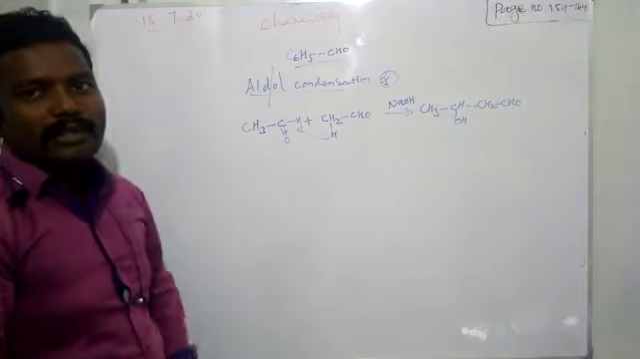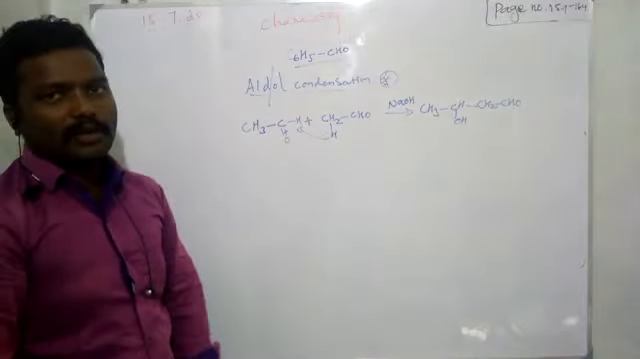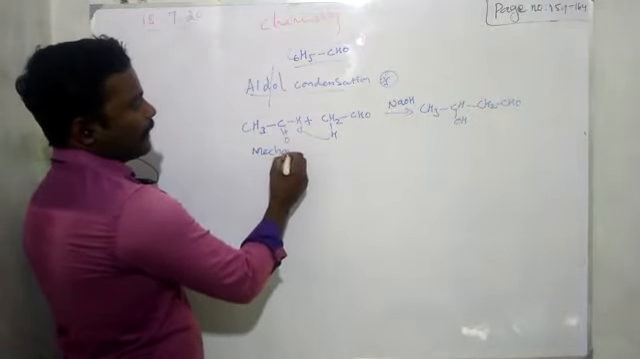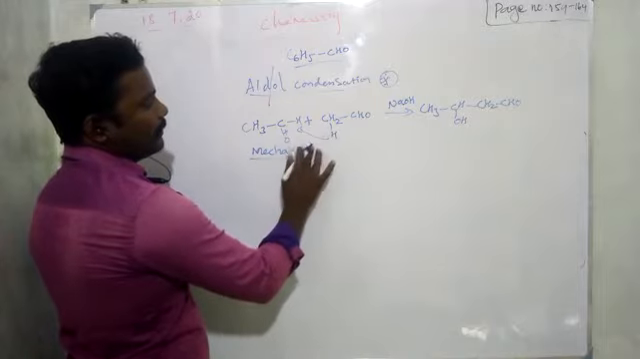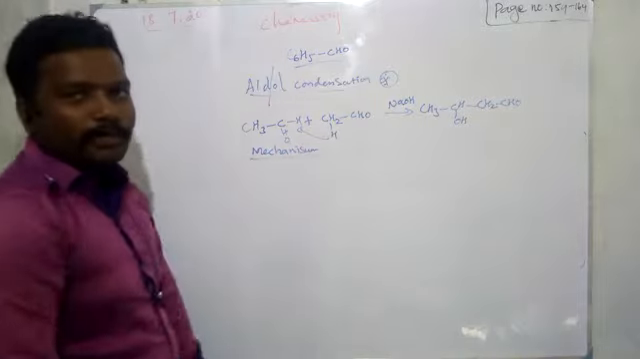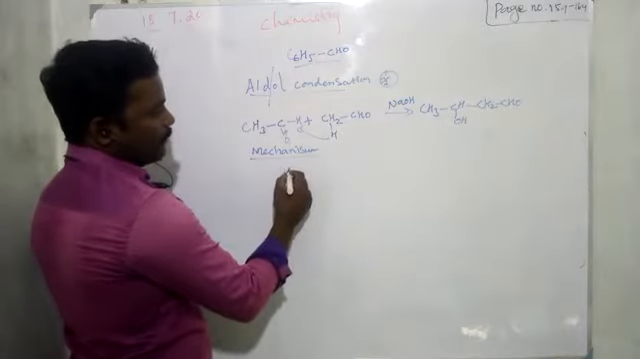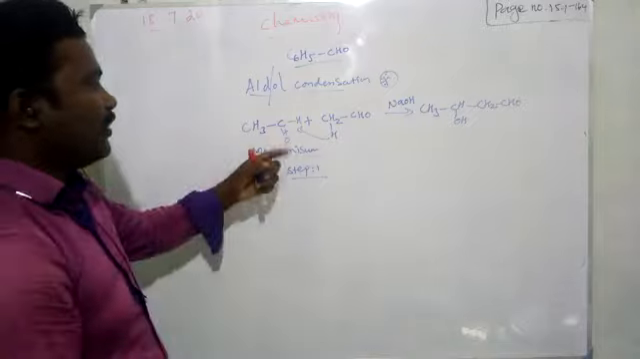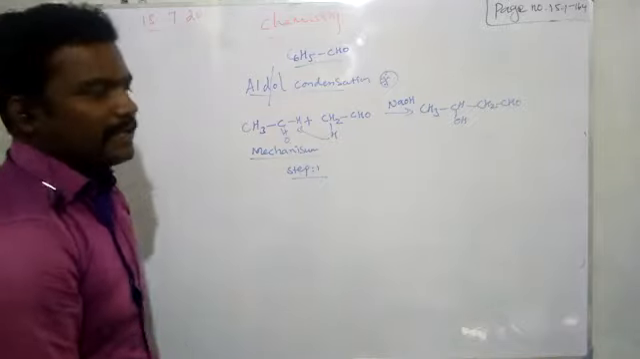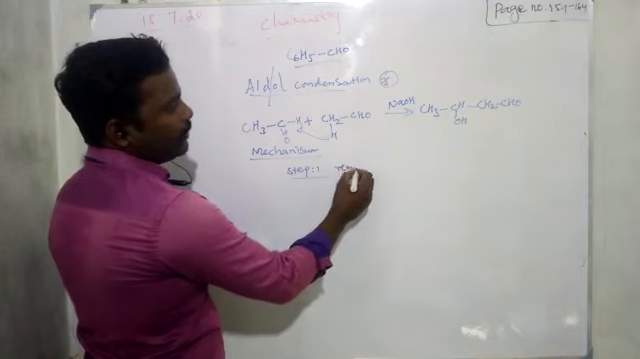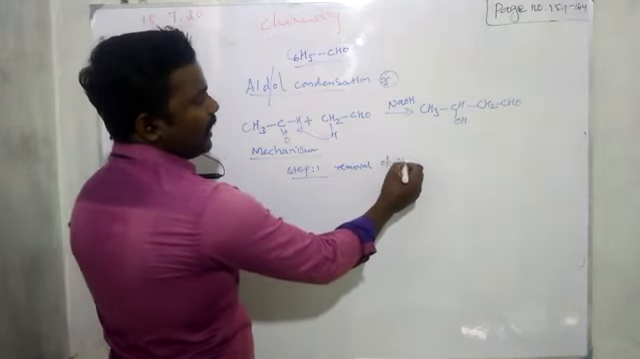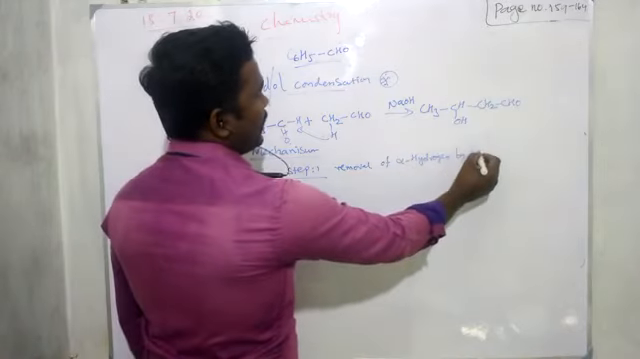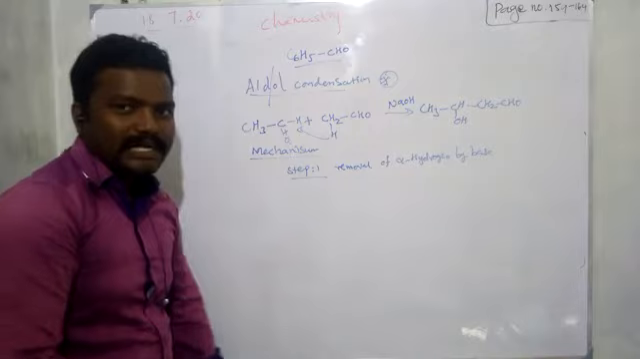Now we are going to learn the mechanism of this aldol condensation, how the product is formed. We have 3 steps. Mechanism of this reaction. Step 1. What is step 1? Removal of alpha hydrogen by base. Right? Step 1, we are going to remove alpha hydrogen by base. See, we must know what alpha hydrogen is.